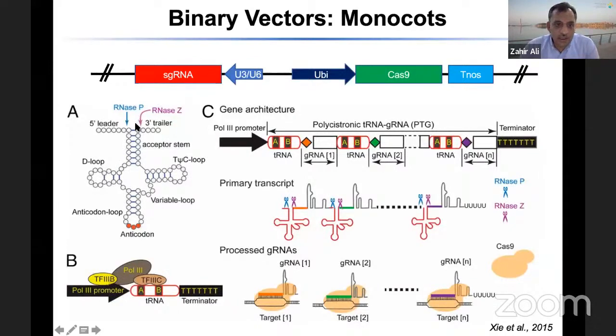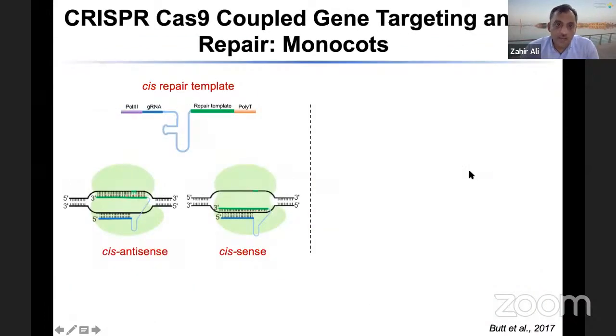So what happens is that when this transcript is made, multiple gRNAs will be produced because of two nucleases, that is RNase P and RNase Z. RNase Z makes a cut here and RNase P makes a cut here, and the gRNA will be released, and the multiplex system can be used very well. And this is one of the most widely used systems in the monocots, including rice, barley, and wheat, and it is working very well for the monocot.